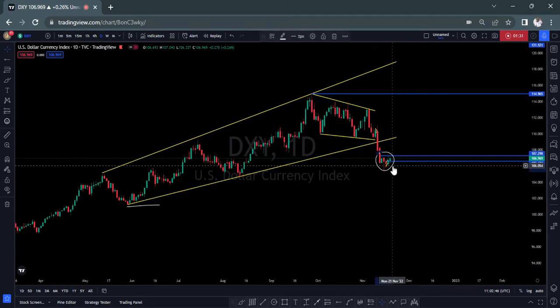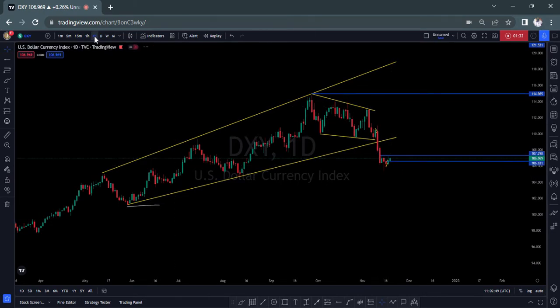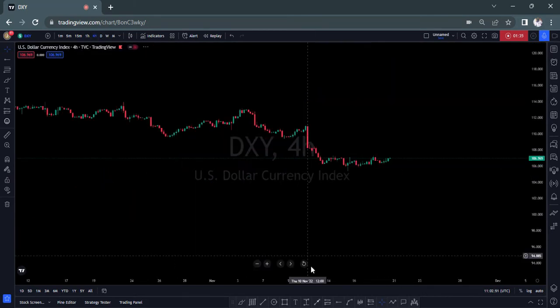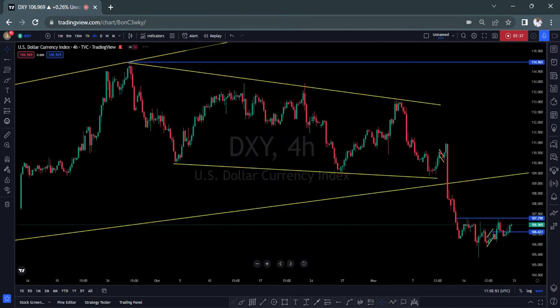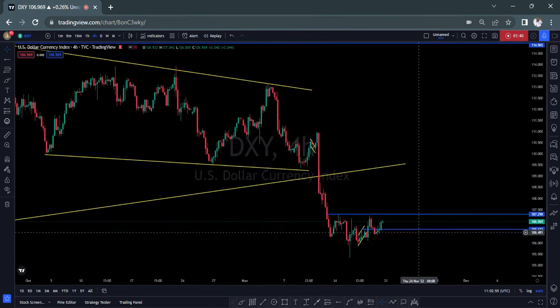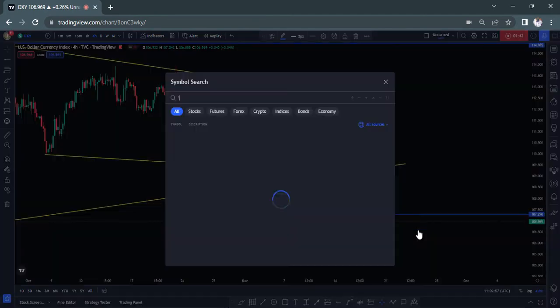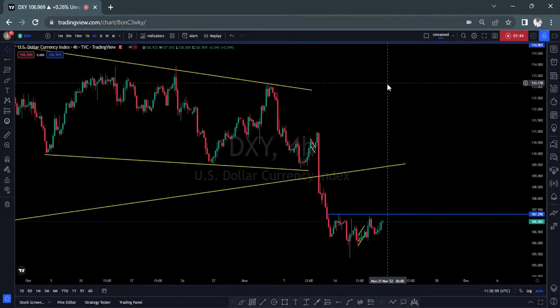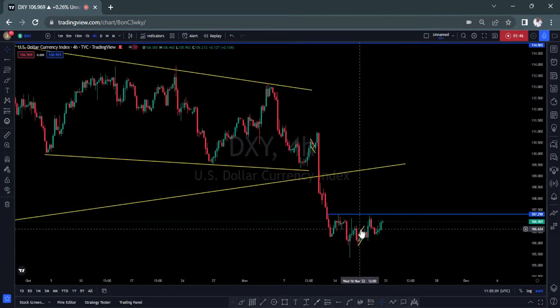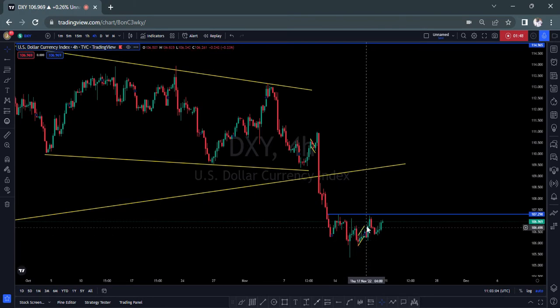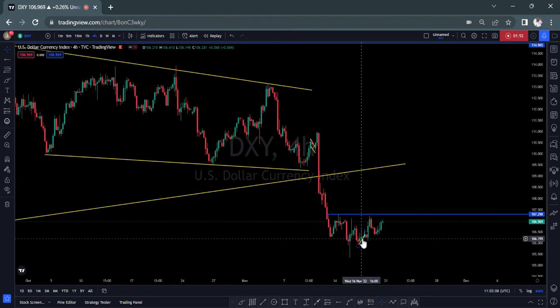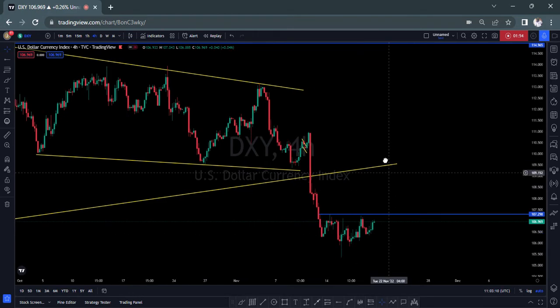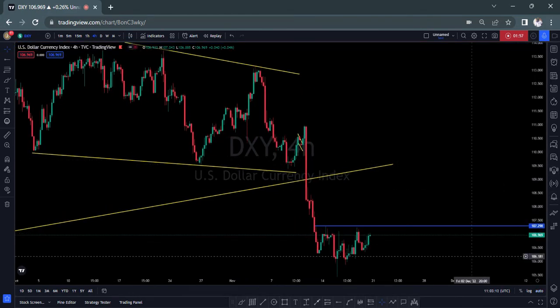With that being said, let's dive into the lower time frame to see the bigger picture. Okay, here is the 4 hour. As you can see, I'm looking forward to something. Something is actually happening here.